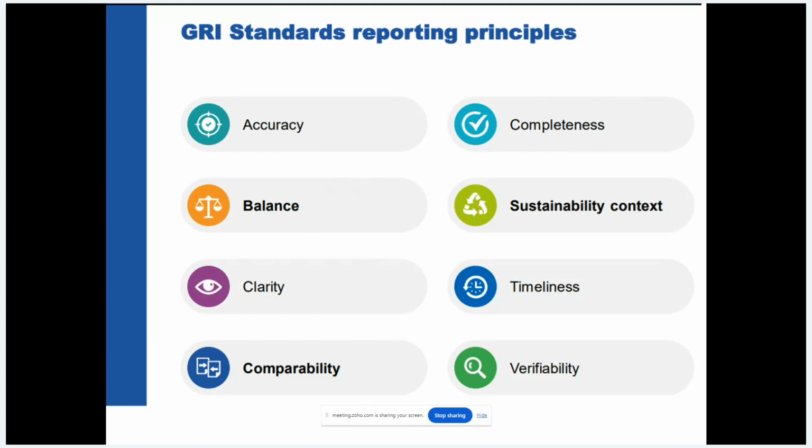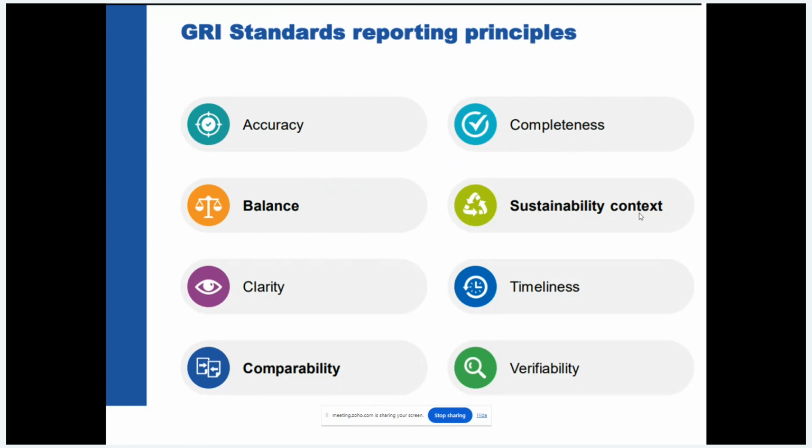It should not happen that in one year you have made certain indicators and you change the indicators in the next report. Then it won't remain relevant and comparable. Then it should be complete, and there are three principles which are in bold text. So these are more important, and we'll discuss these in a bit more detail.